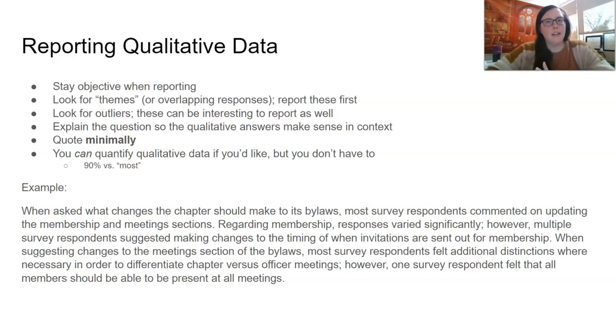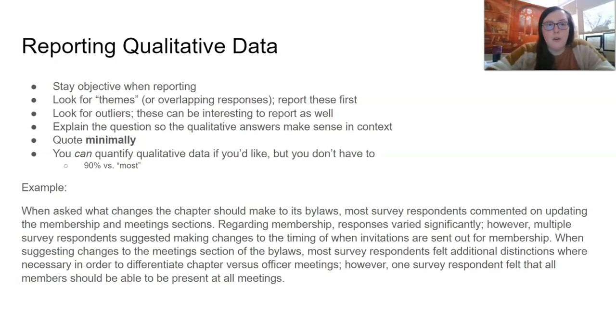Also look for outliers. If there's something that's so out there that it's hard to understand how it fits into your survey, you can add it as a footnote or you can skip reporting it. But some outliers are really interesting. You know, if almost everyone in your survey responds and says one thing in particular, but then there's one person who says the complete opposite, I don't know what you want to do with that information, but it's certainly interesting and it might be worth reporting. So that's important as well.